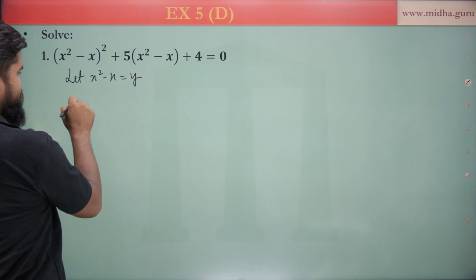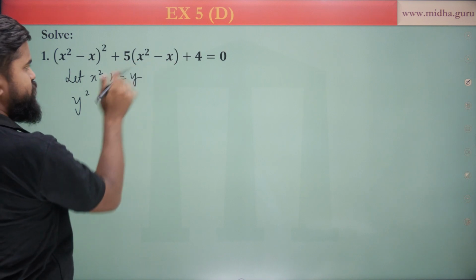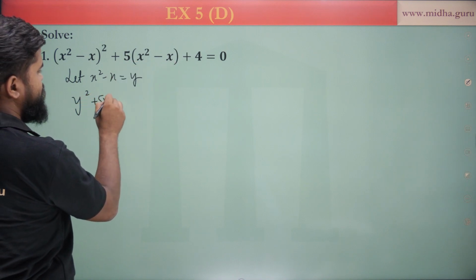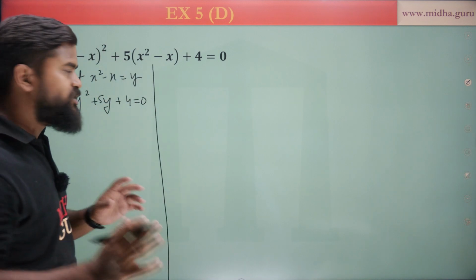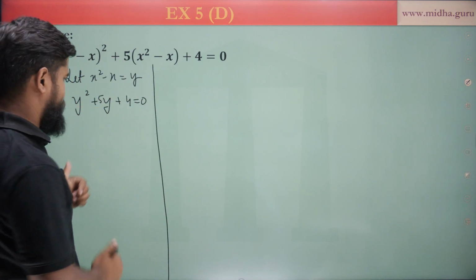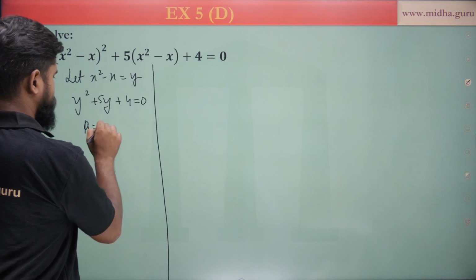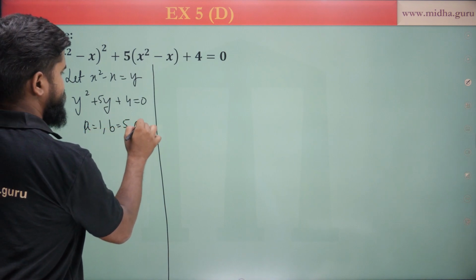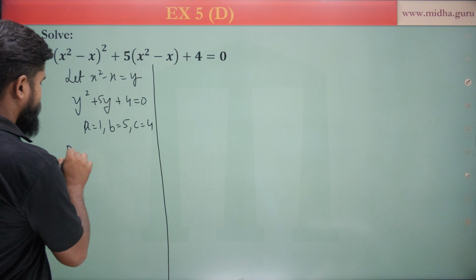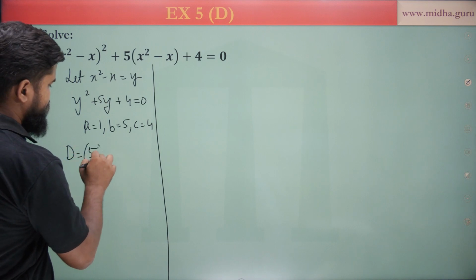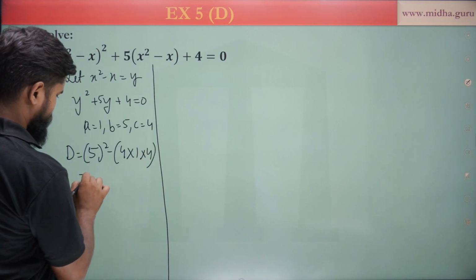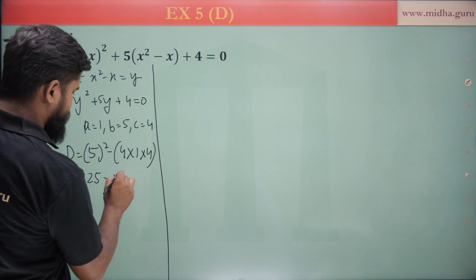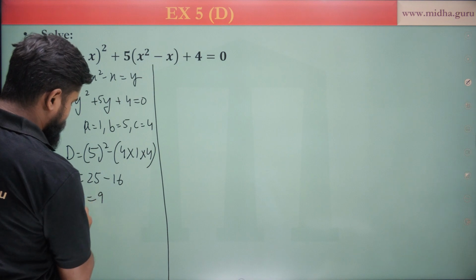So we can replace it here as y². And here also it is x² − x, so we can write 5 times y plus 4 is equal to 0. Now we have a new quadratic equation in the variable y. So now a is equal to 1, b is equal to 5, and c is equal to 4. So the discriminant is b², that is 5², minus 4ac. 5² being 25, minus 4 into 4 is 16. So we get the discriminant as 9.